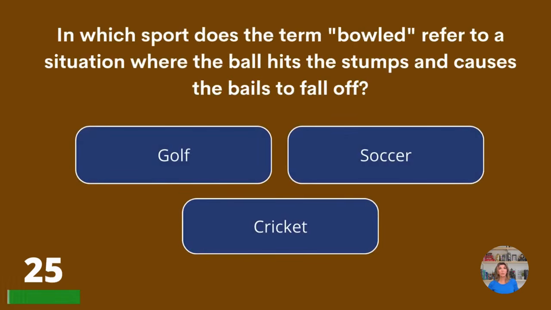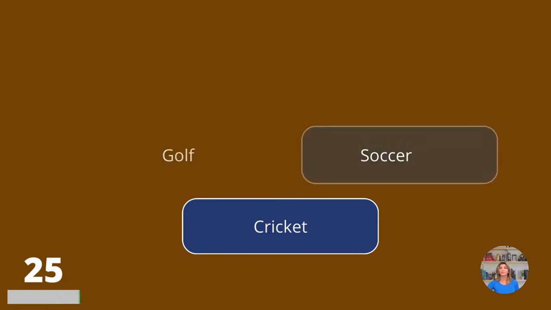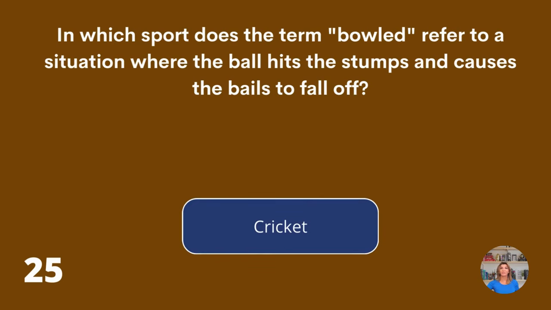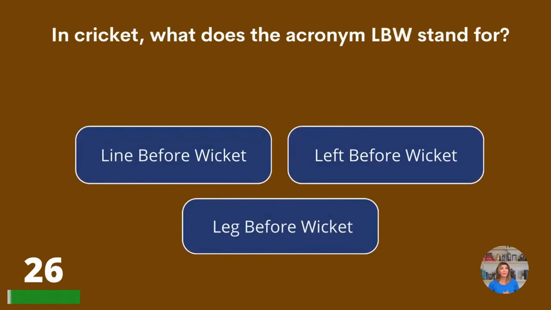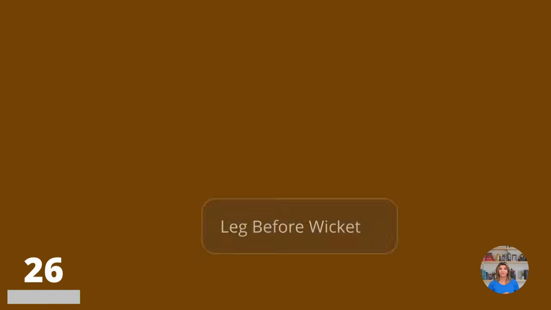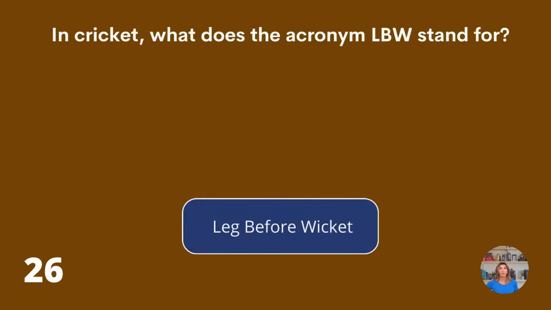In which sport does the term bowled refer to a situation where the ball hits the stumps and causes the bails to fall off? Golf, soccer, or cricket? Cricket. In cricket, what does the acronym LBW stand for? Line before wicket, left before wicket, or leg before wicket? Leg before wicket.